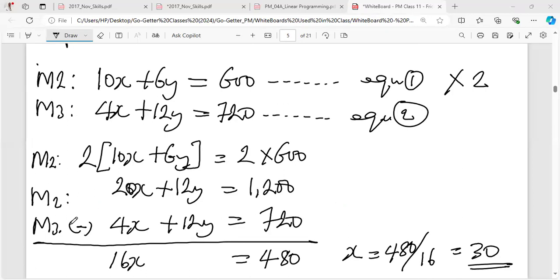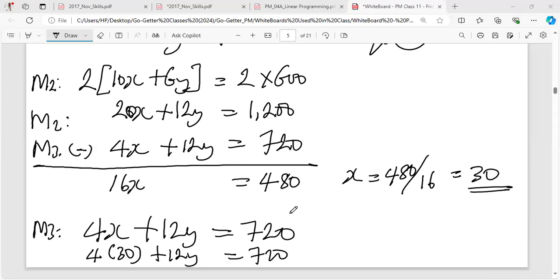And we brought our M3 the way it is. We didn't adjust it. And so how do we make y go away so that we don't have y? We cannot plus. The only thing we can do is plus or minus. We cannot plus, because if we plus, 12y plus 12y will become 24y. All we need to do is minus. 12y minus 12y becomes 0. 20x minus 4x becomes 16x. 1200 minus 720 becomes 480. And when we look for x, x was 30.